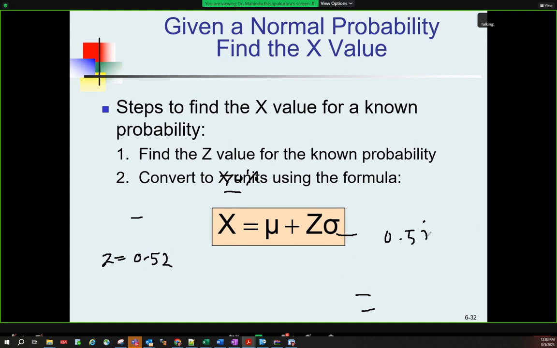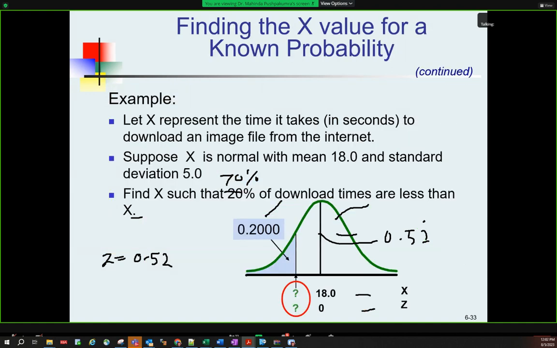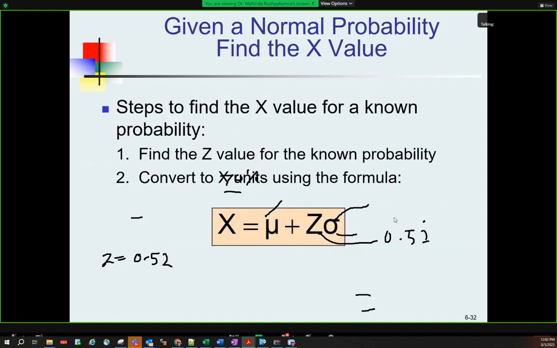Five two. Z is equal to 5.2. Then the standard deviation is given, and the mean is also given. Standard deviation value given is 5, mean is 80.